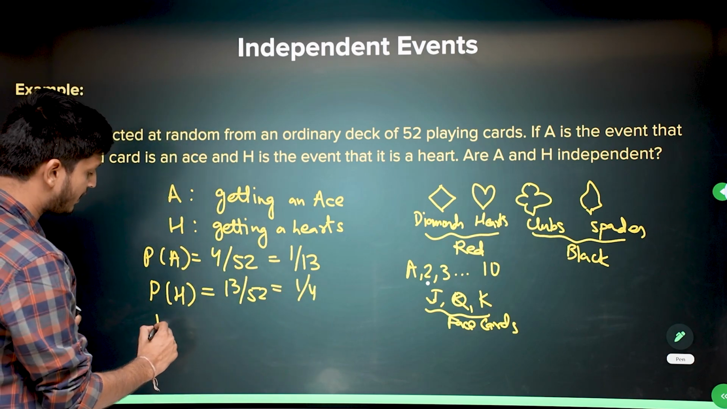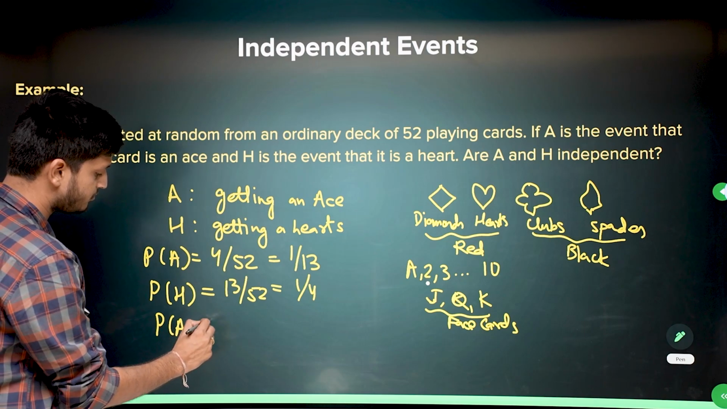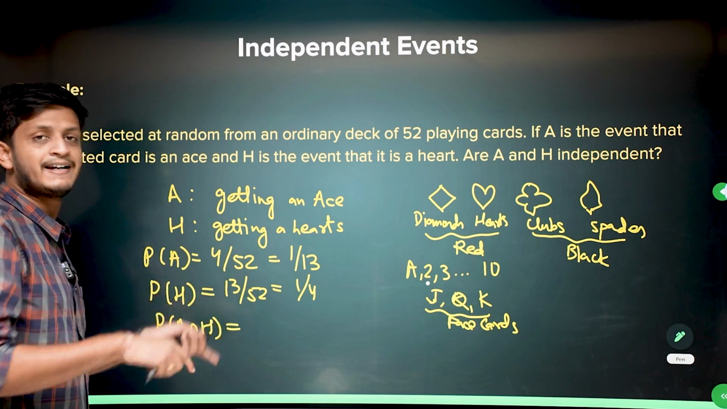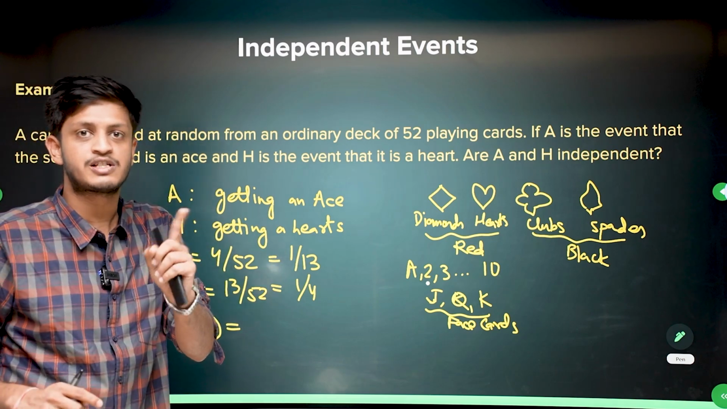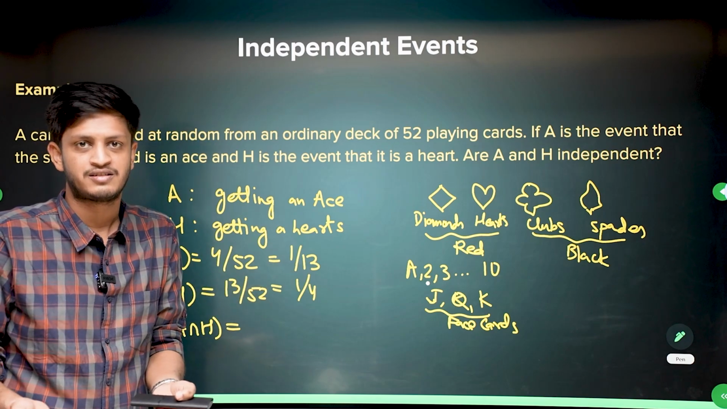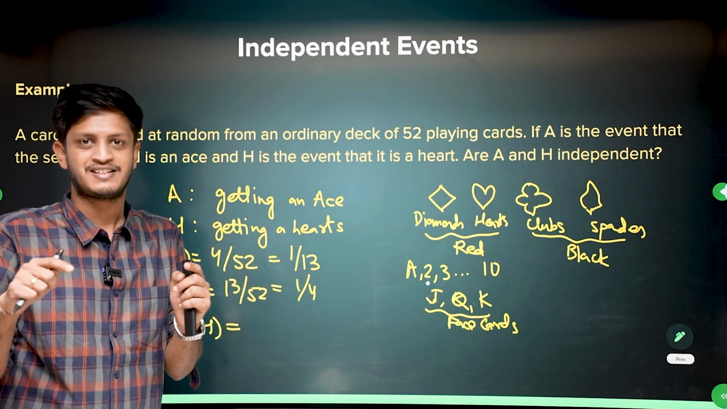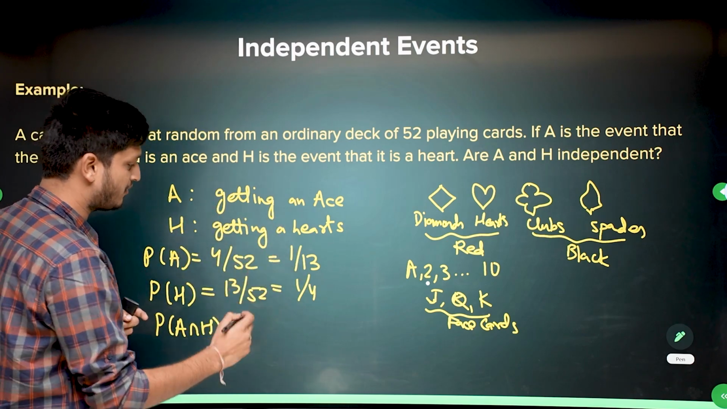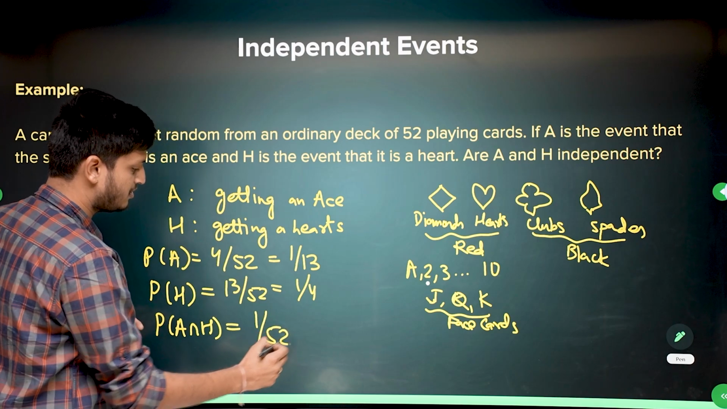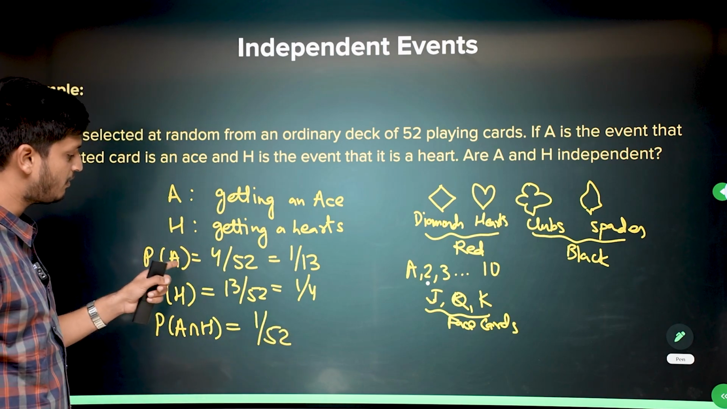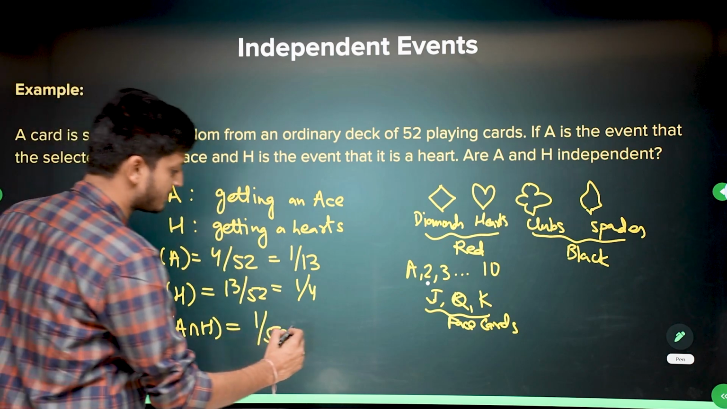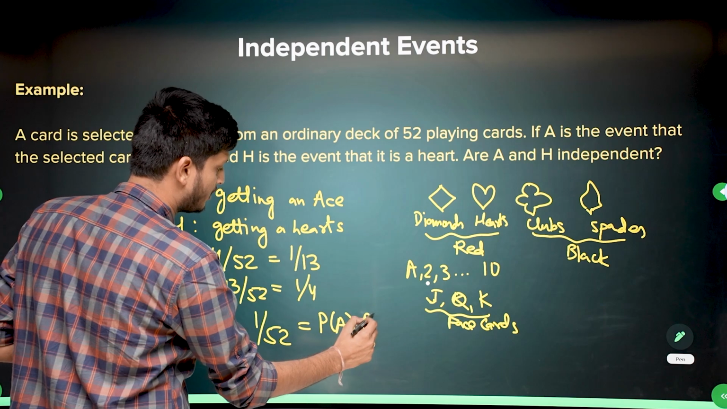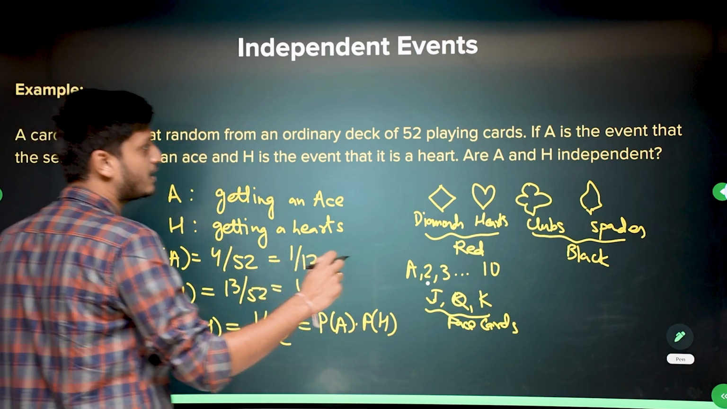Now what is the probability of A intersection H? You are getting an ace and hearts, which means there is only one card which is both ace and hearts: the ace of hearts. So you have to get that one card, so 1 by 52. Is the probability of A intersection H equal to the probability of A into the probability of H? Yes, it is: 1 by 4 into 1 by 13. So yes, A and H are independent.